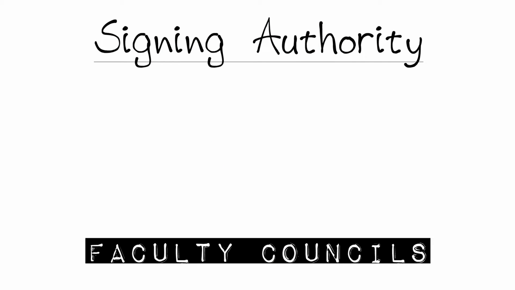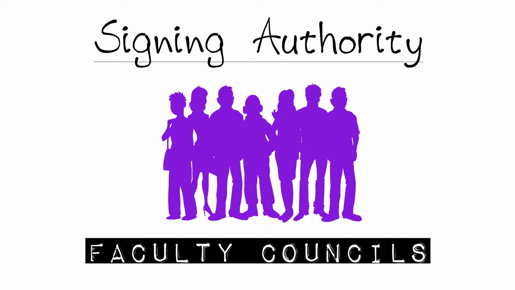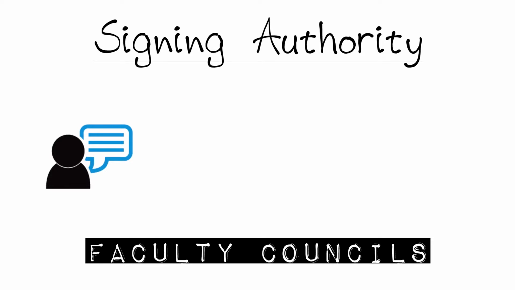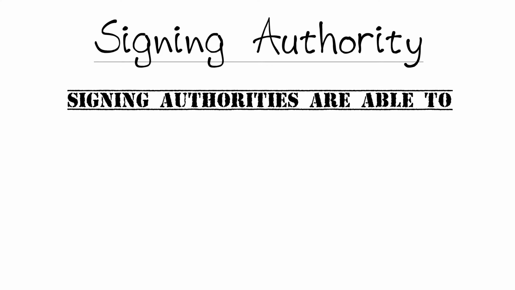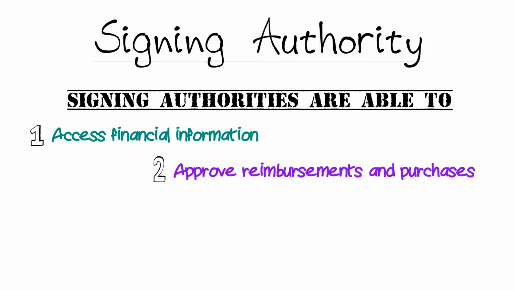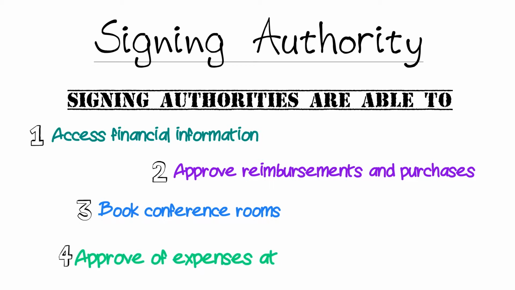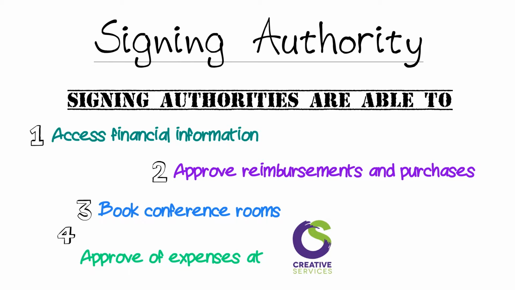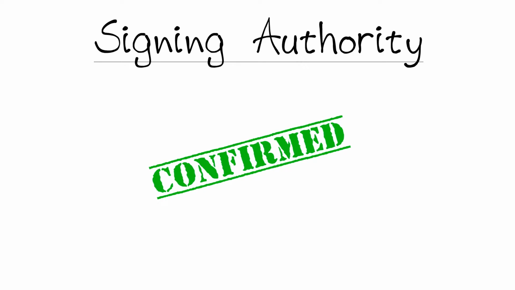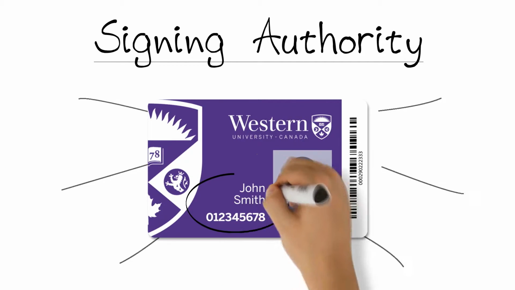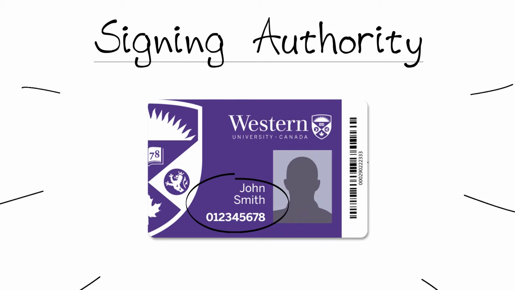Faculty councils have the option to request more students to be given access to the events portal and signing authority. This request must be sent from the President to the Compliance Coordinator. Signing officers can access the financial information, approve reimbursements and payments for the Faculty Council, book conference rooms through the USC, and approve of expenses at Creative Services, The Wave, The Spoke, and The Purple Store. Signing authority is confirmed using your student ID number, which was collected during faculty transition.